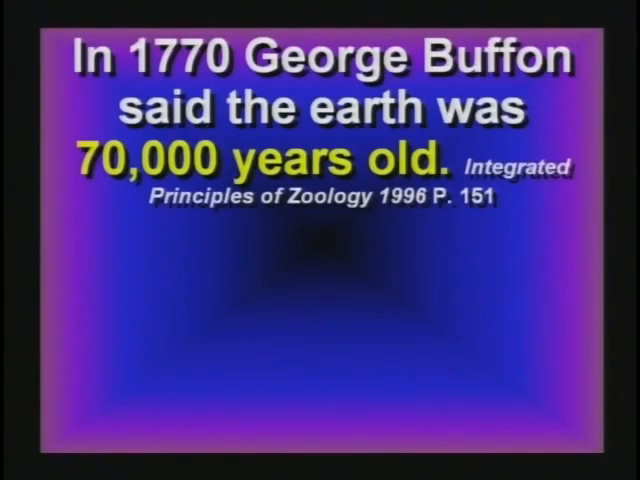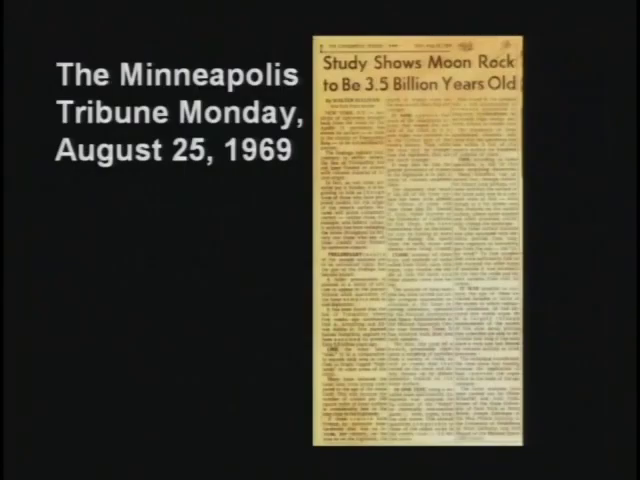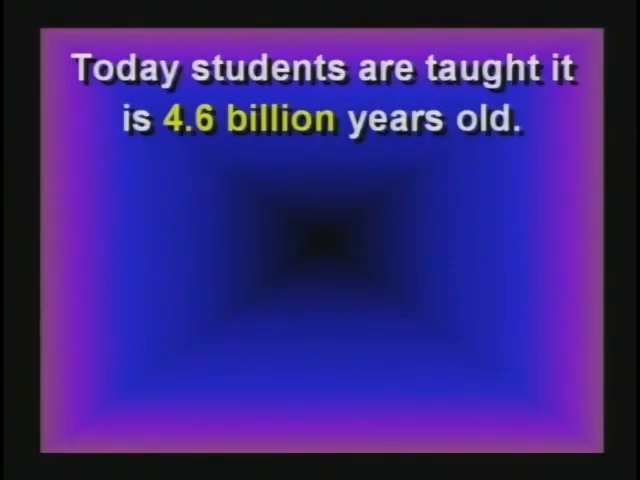See, back in 1770, they taught the kids the Earth is 70,000 years old. In 1905, they said it's 2 billion years old. By 1969, when I was a kid and they went to the moon, they brought back moon rocks and said, oh wow, they're 3.5 billion years old. That was the official age, 3.5 billion. Today they tell, and by the way, they did it with potassium argon dating. You can see the article here from the newspaper. Today they tell the kids it's 4.6 billion years old. Do you realize the Earth is getting older at the rate of 21 million years per year? That's 40 years per minute.